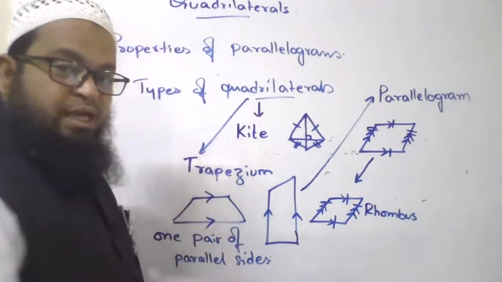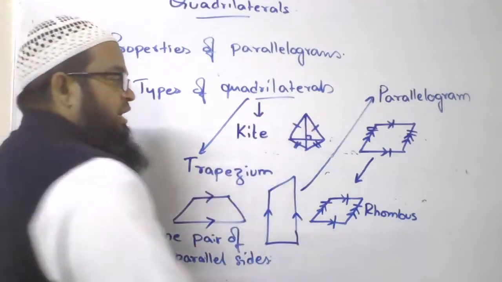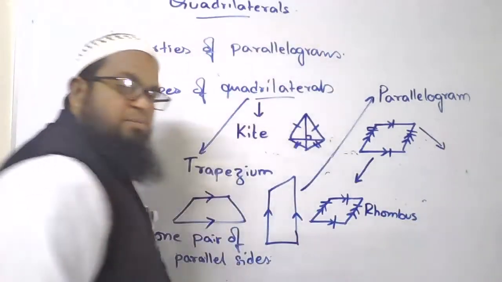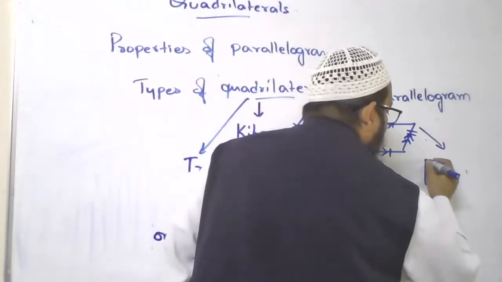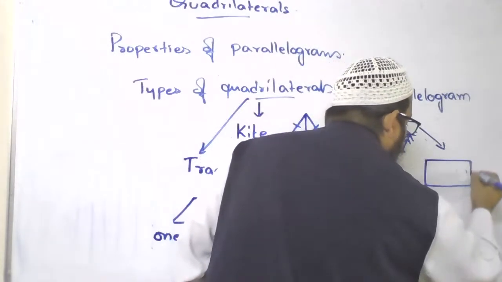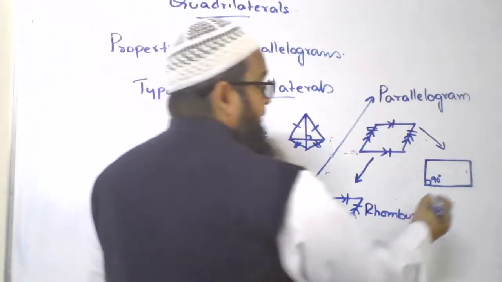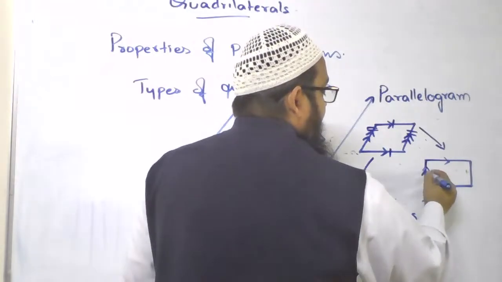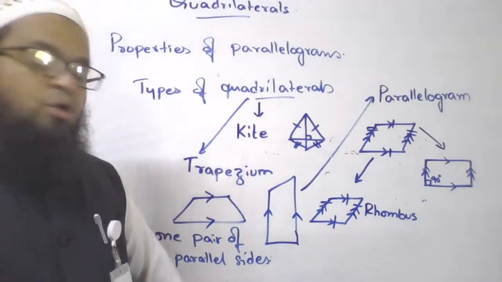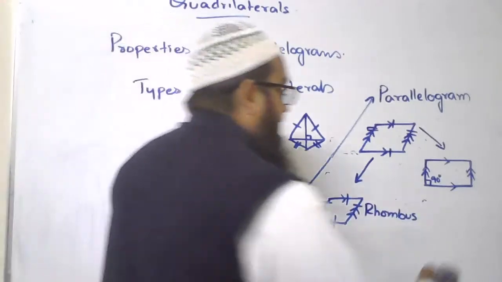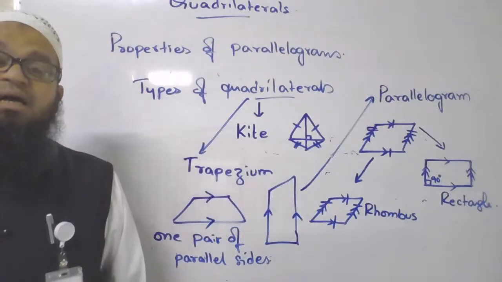Now if I add one special condition to the parallelogram, that means if I make the angles between the adjacent sides 90 degrees, and other conditions are the same, opposite sides are parallel and opposite sides are equal, then this will become a rectangle. We call this a rectangle.